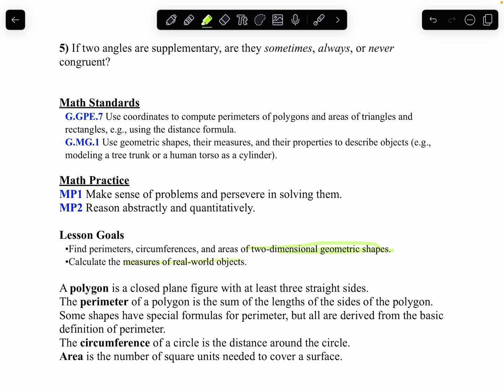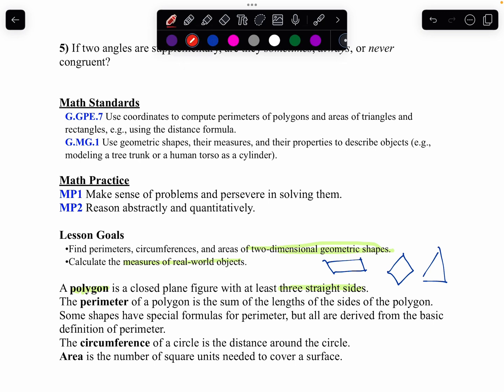First off, a polygon, some vocabulary, has to have straight sides. So a circle is not a polygon. It has sides, so it's closed. Doesn't matter how many it has, as long as we close them up, we can get that. And the perimeter then is the distance around the shape. So if we go around our shape, that's the perimeter. The area is going to be what's inside. That's going to be measured in squares.